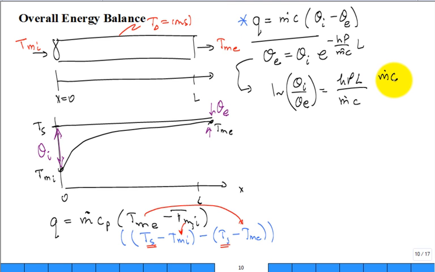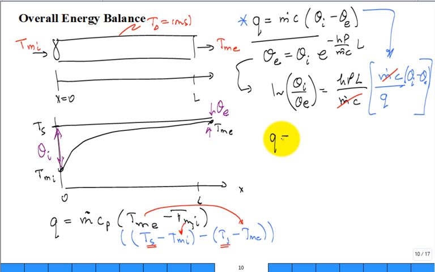And then I use this equation right here, and from that equation, m dot C, maybe I should color it in blue, m dot C is equal to Q over theta initial minus theta exit. I just took that equation and put it in terms of m dot C and then multiplied. So I can cancel the m dot C's. So we find Q is equal to HPL times theta initial minus theta exit divided by the natural log of theta initial over theta exit.